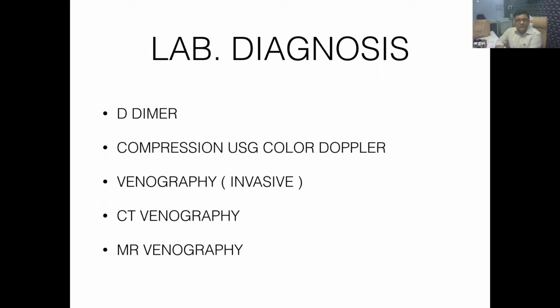How do we diagnose in the laboratory? With the help of a D-dimer assay, which is elevated, but it can be elevated in the index episode also, and then it can remain elevated for a longer period of time. With the help of a color Doppler compression ultrasound, that we'll discuss later. Venography, which can be an invasive venography, or CT venography, a non-invasive one. And if the creatinine is high, then we can go for an MR venography, which is non-nephrotoxic.